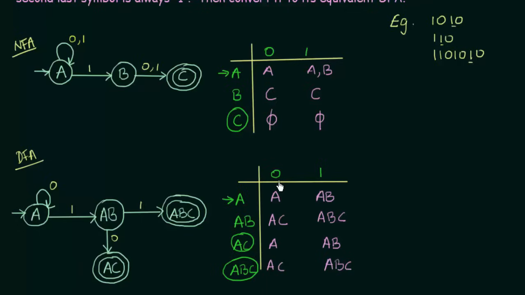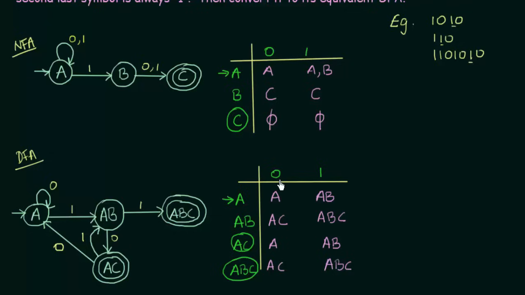AC on getting input 0 goes to state A. And AC on getting input 1, where does it go? It goes to AB. So AC on getting input 1 goes to AB. Now we have finished AC.